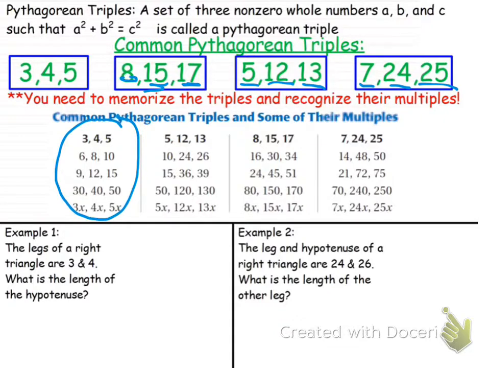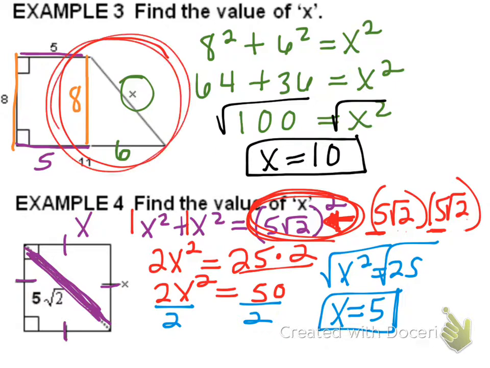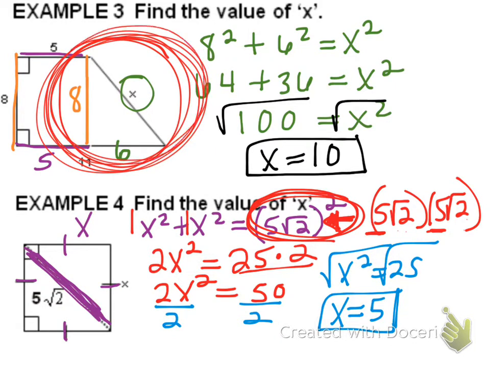And so if I multiplied 3, 4, 5 times 2, I get 6, 8, 10. If I multiplied 3, 4, 5 times 3, I get 9, 12, 15. And so these are just certain numbers that you can recognize. So if we went back to this problem that we did on example 3, this triangle here that we were trying to get the hypotenuse of, notice here we had one leg that was 8.